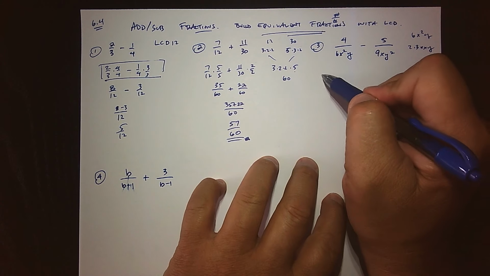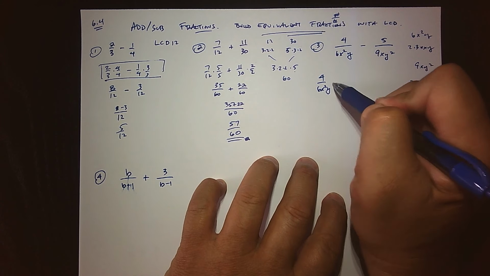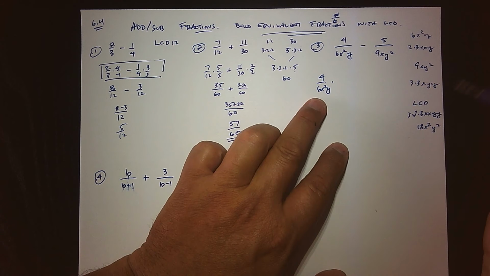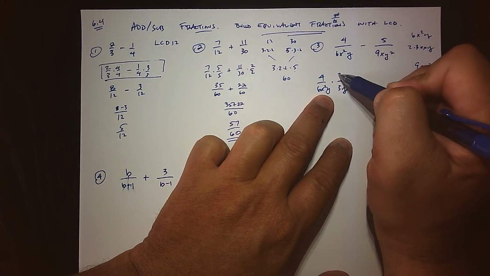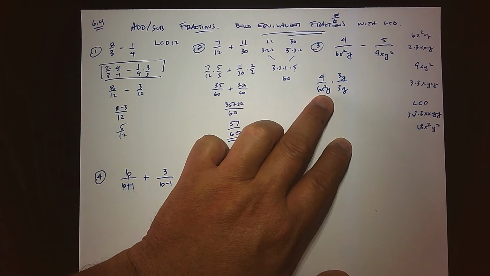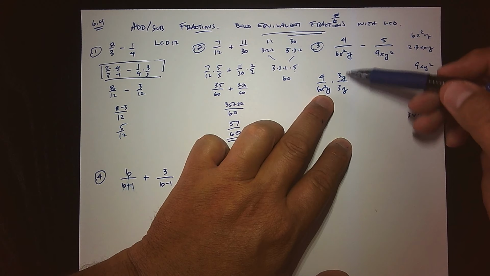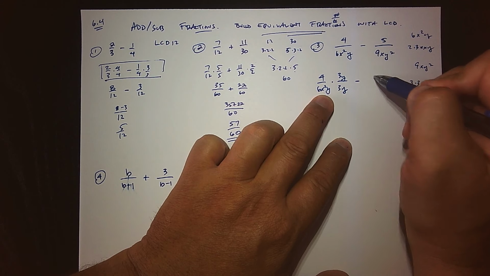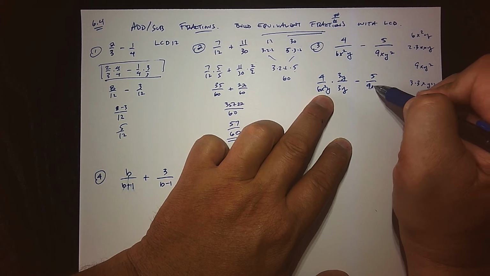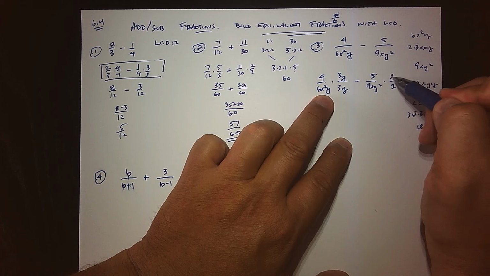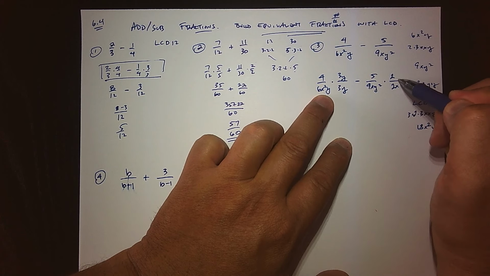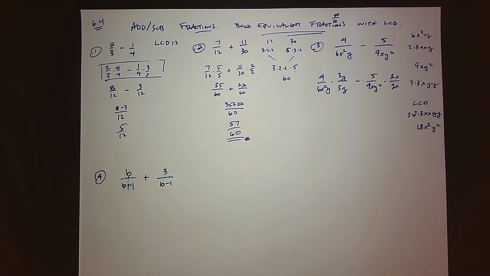So coming back over here, what's the missing factor? Well, to get 18, I need to multiply by 3, and to get another y, I need 3y. Whatever we do to the bottom, we do to the top. There's your balancing act. So I've multiplied the same thing to both sides. Minus, well, over here, to get 18, I need a 2, and to get another x, I need x. So 2x is what I need top and bottom.